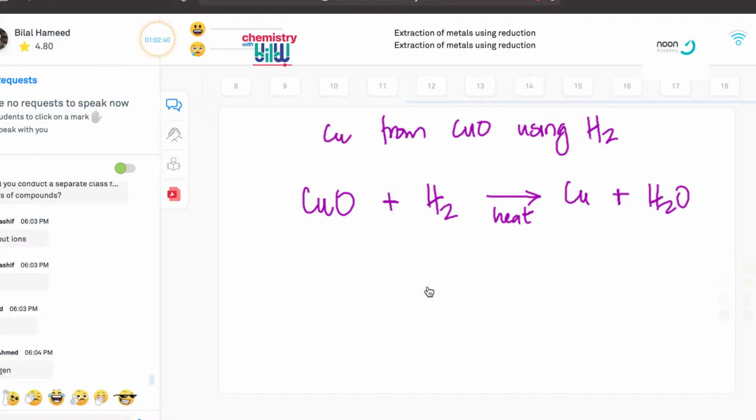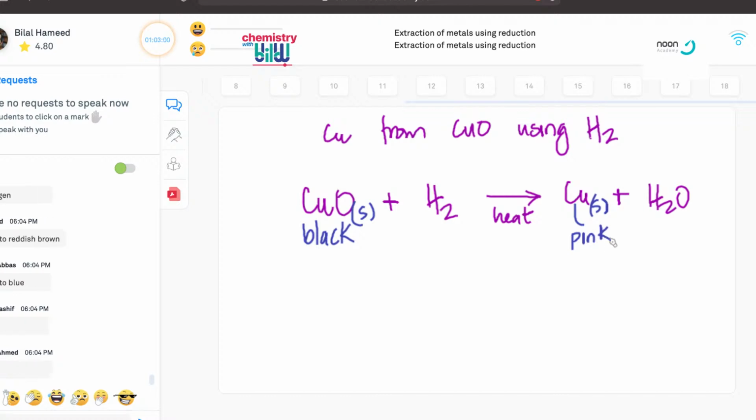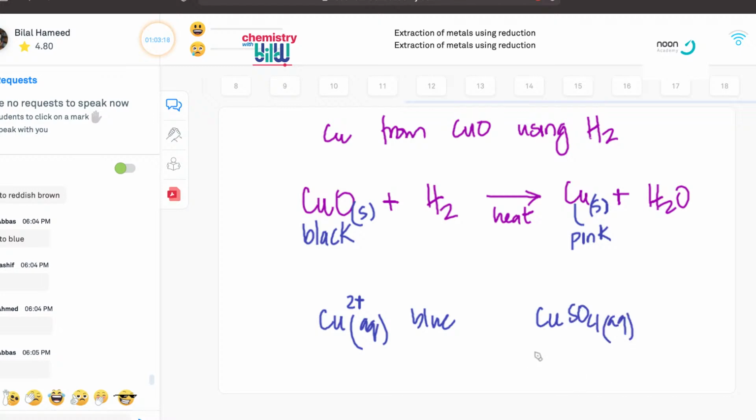And you can even see the color change. Remember it right now. Even though we'll do color later, learn it right now. It's easier to learn individual colors separately than to learn 15 colors at one go. So copper oxide is black, while copper metal is pink, a shade of pink. No. Copper solution is blue. Hey, Ali Abbas, copper 2 plus aqueous, which is a different form, is blue. Like copper sulfate aqueous is blue. Copper nitrate aqueous is blue.